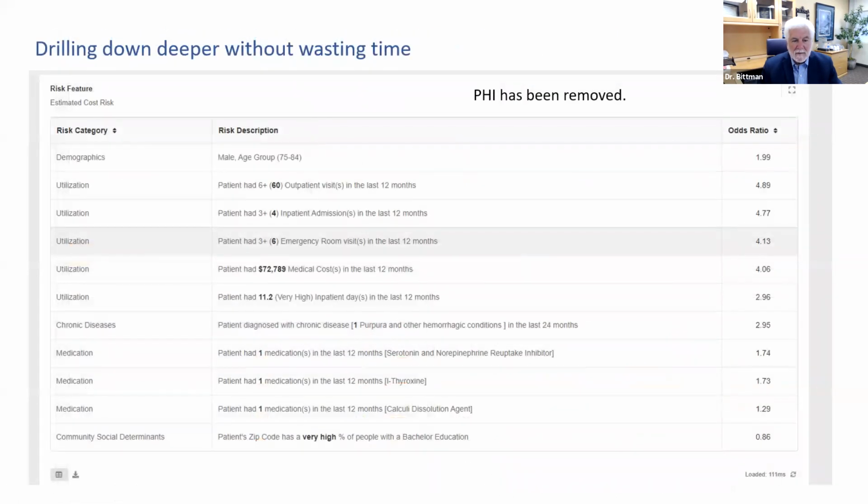Okay. Now, the real question over here is, what comes into all of these risk estimates? How do we really look at the data and figure out what the components are? And this is basically a breakdown for a patient. You can see over here that every one of these factors has an odds ratio, and it essentially has impact on what that patient's future is likely to look like. So here we have a male between 75 and 84. You have 60 outpatient visits, 4 inpatient visits, 6 ED visits.